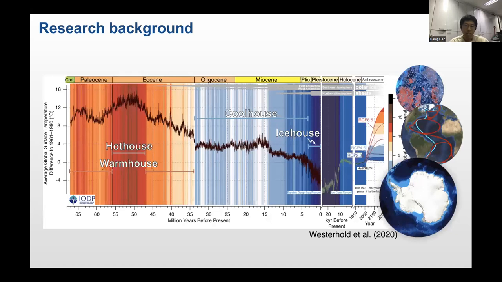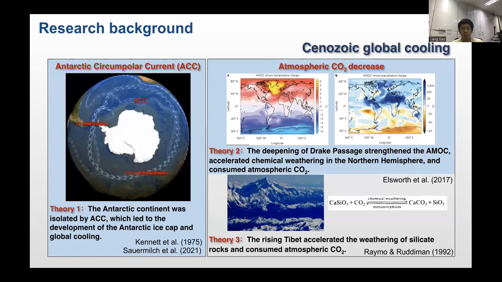As we know, the Earth has experienced dramatic change from about the Paleocene to the Pleistocene, from a hothouse to an ice house. However, what drives the change of this climate is still under debate. The formation of the Antarctic circumpolar current, or the ACC, isolated the Antarctic continent and has been proposed as a mechanism for the formation of the Antarctic ice cap and also the global cooling.